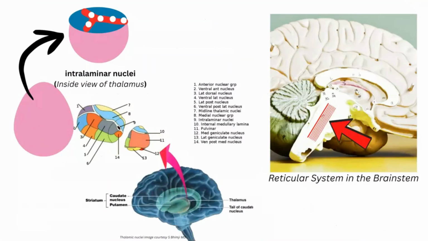For your understanding, the thalamus has many nuclei. If you want to see the interlaminar nucleus, we have to cut the thalamus in half, and then you will see so many nuclei inside. The paleospinothalamic tract will reach the interlaminar nucleus of the thalamus. The reticular activating system is actually located inside the brainstem. It's like a network of nuclei inside the brainstem. It usually controls our sleep and wake cycle, consciousness, all those things. So the paleospinothalamic tract will go to the reticular system, then to the thalamic area.